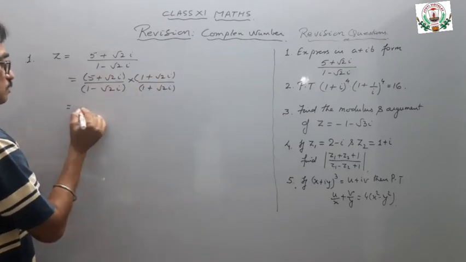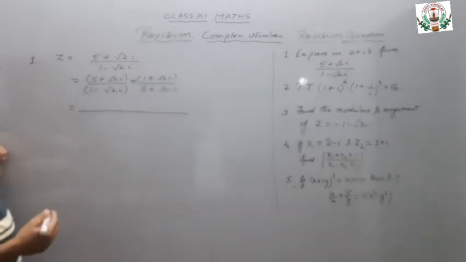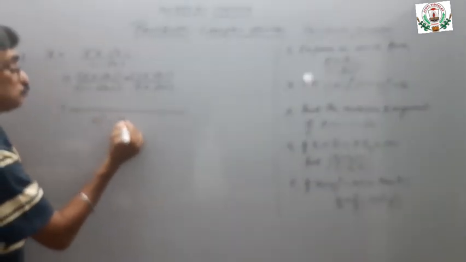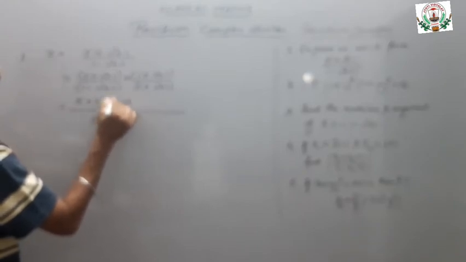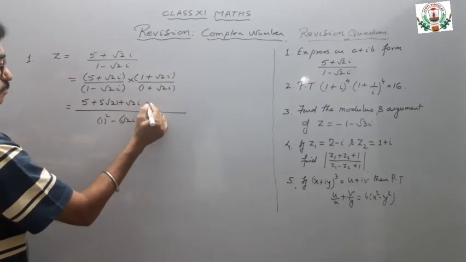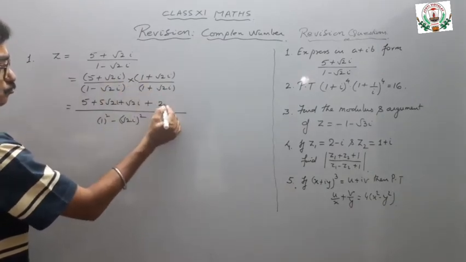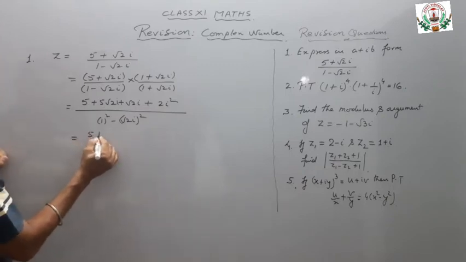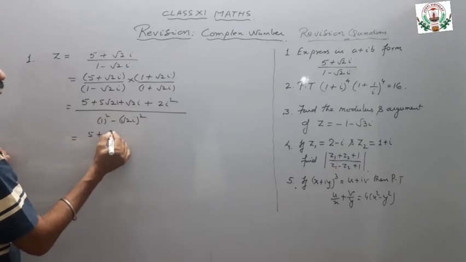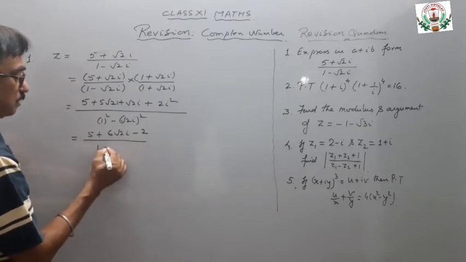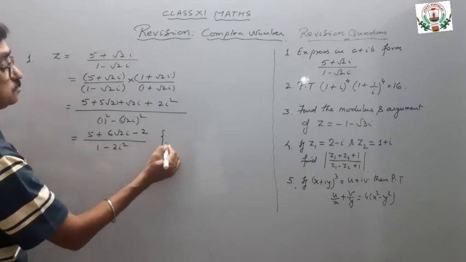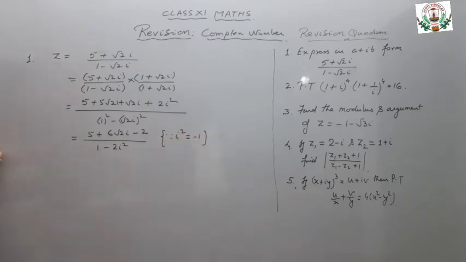So the denominator now becomes a square minus b square: 1 square minus (root 2 i) square. So 5 into 1 is 5, 5 root 2i, root 2i, and root 2 into root 2 is 2, i into i is i square. 5 plus 5 root 2i plus root 2i, that is 6 root 2i, and minus 2 upon 1 square minus 2 i square, since we know that the value of i square is minus 1.